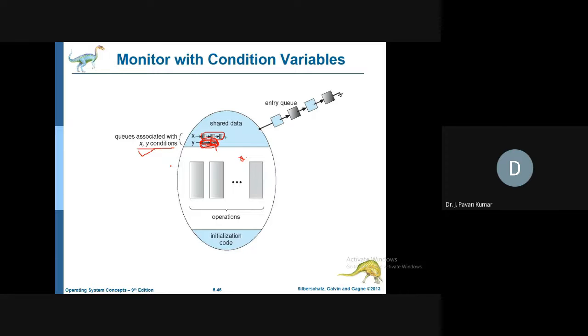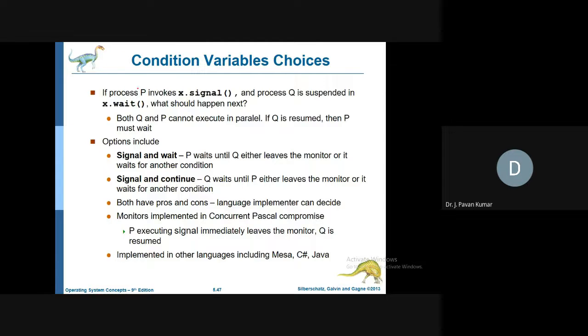Okay, next, this condition: if a process P invokes x.signal and process Q is suspended in x.wait, then what should happen next? Try to understand. P has given x.signal and Q is suspended in x.wait. Then what will happen? It will resume Q, right? Why? Because P has given x.signal. What does it mean? One of the wait-suspended processes can enter into the monitor.